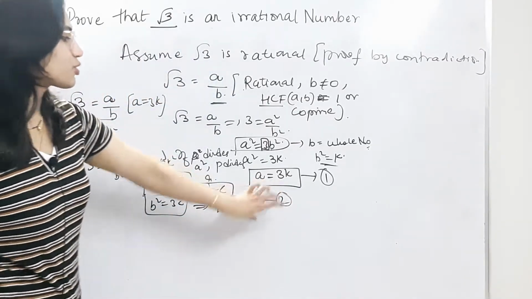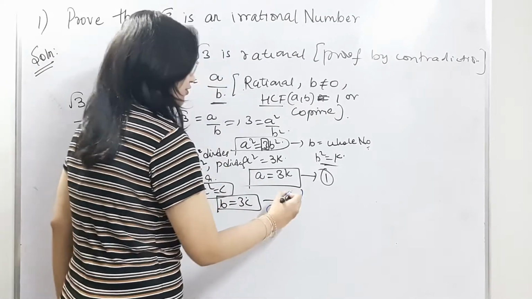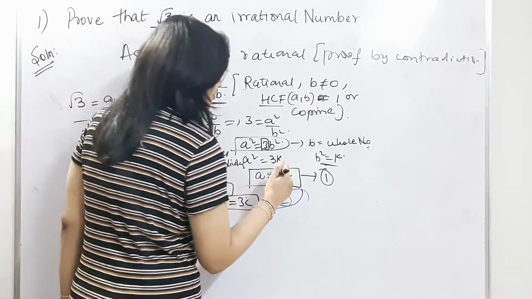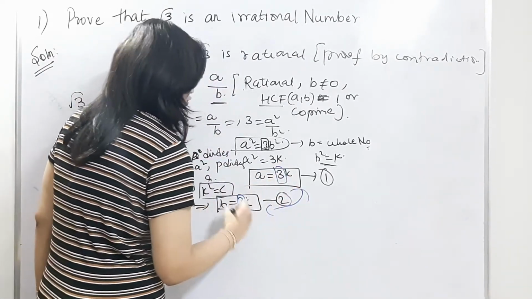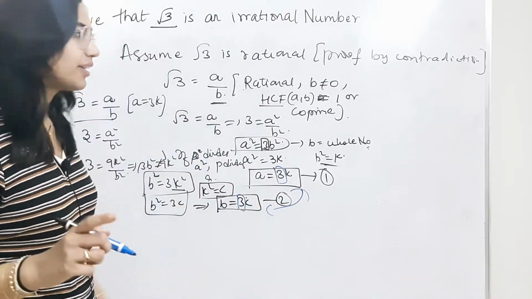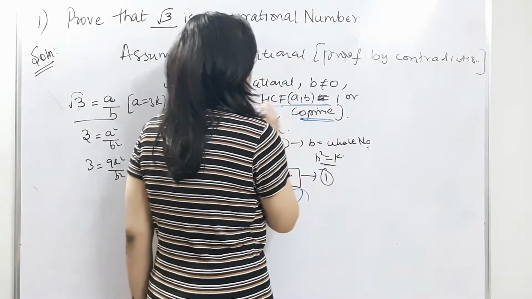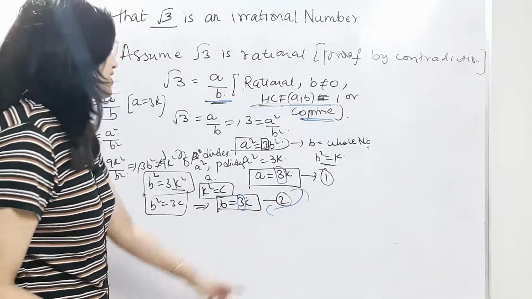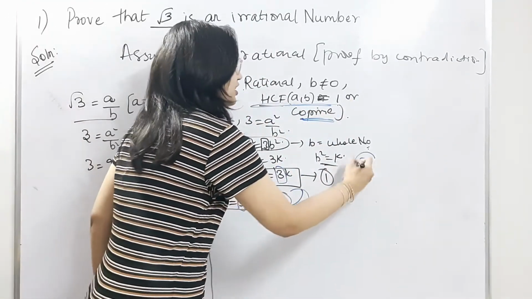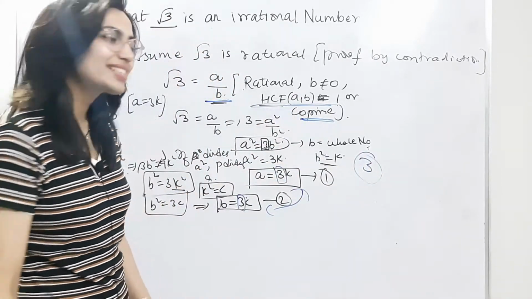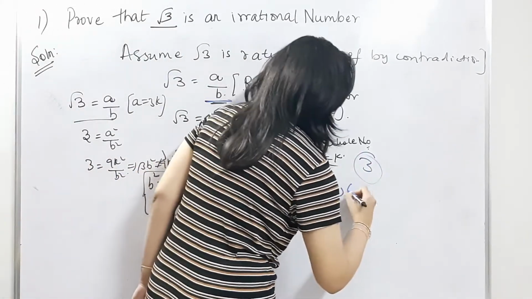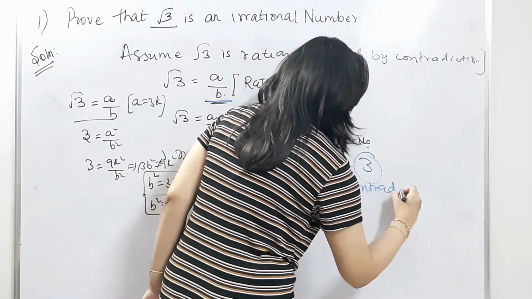So, using these two statements, we found that there is a common factor 3 in these two statements. But we assumed that A and B are co-prime, that is HCF of A and B is 1. But here the common factor is 3, that is other than 1. Hence, this has resulted in a contradiction.